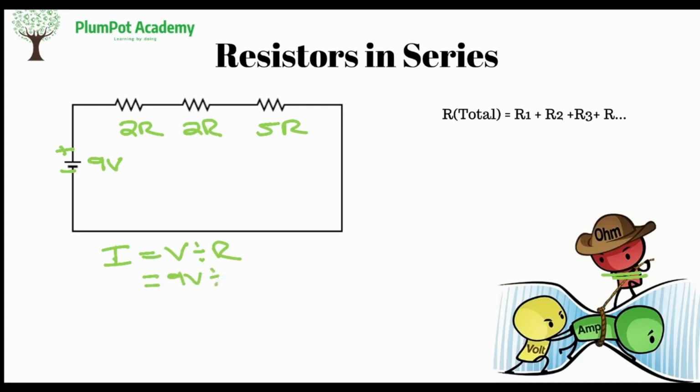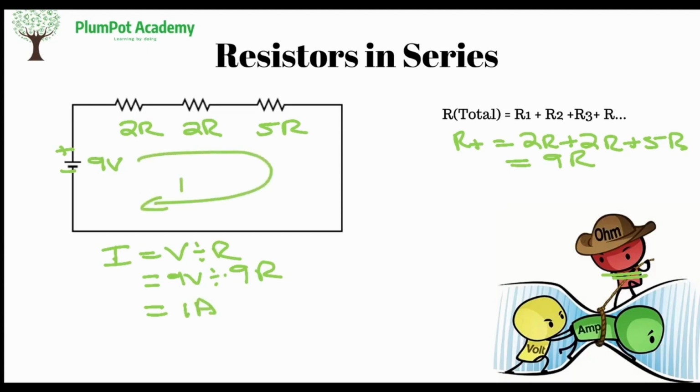But what about our resistance? What value are we going to put here? It's the total resistance of the circuit. So we've got our total is equal to 2 ohms plus 2 ohms plus 5 ohms. And that is 2 plus 2 is 4 plus 5 is 9 ohms. So my current in this circuit is 9 volts divided by 9 ohms, which is equal to 1 amp. So my current flowing through the circuit is 1 amp.